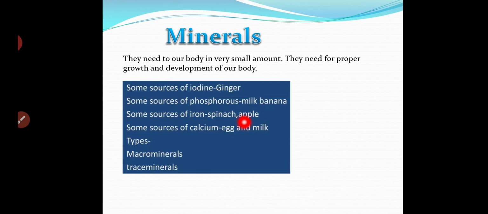So where are minerals present? Some sources are iodine in ginger, phosphorus in milk and banana, iron in spinach and apple, and calcium in egg and milk. The minerals are of two types, macro minerals and trace minerals.